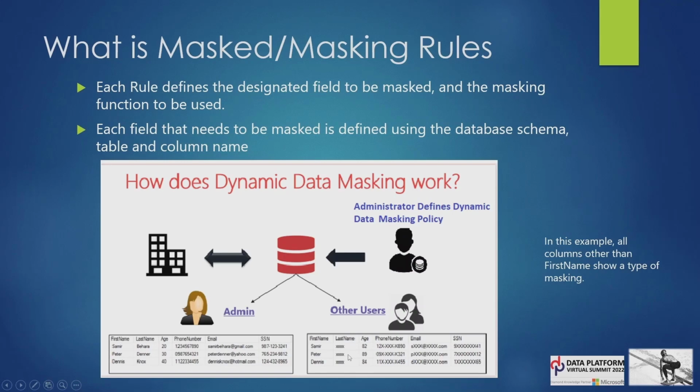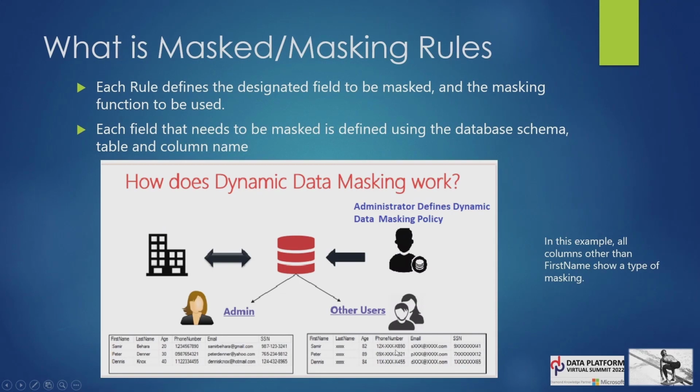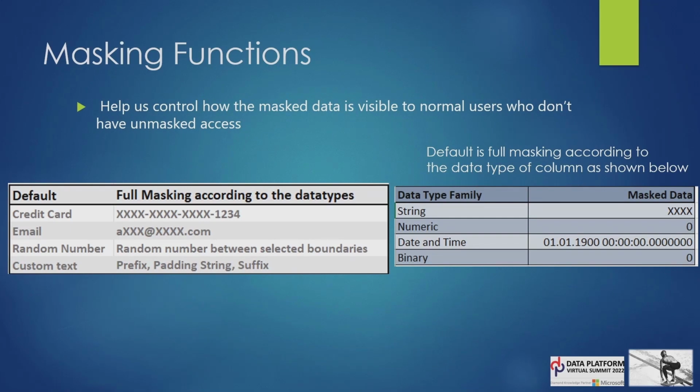However, other users can only see the last name, the phone number, email, and social security number in the masked format. It's mostly obfuscated, and only the parts determined by the masking policy are shown to the end user. Azure SQL allows us different ways the masking functions help us control how the masked data is visible to normal users who do not have unmasked access.